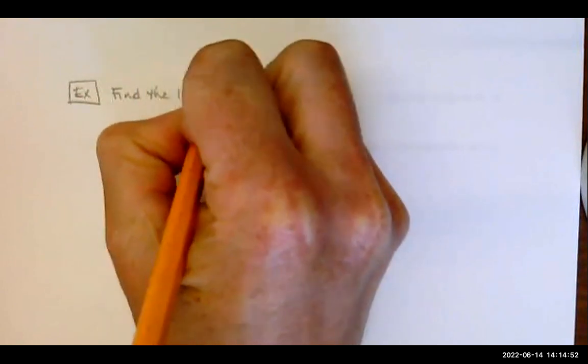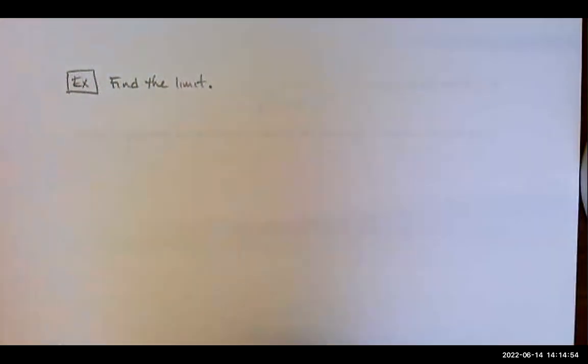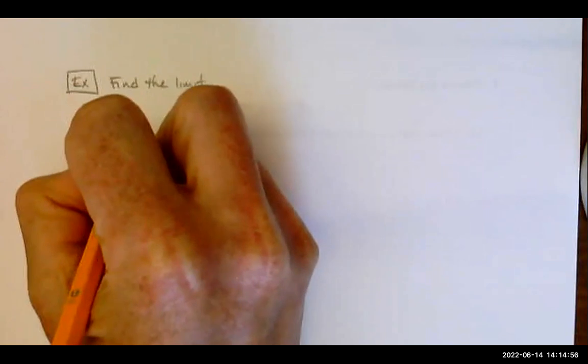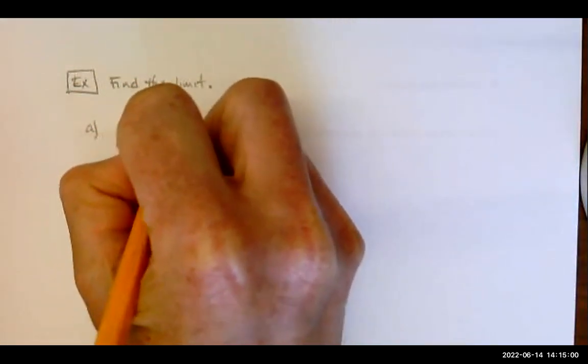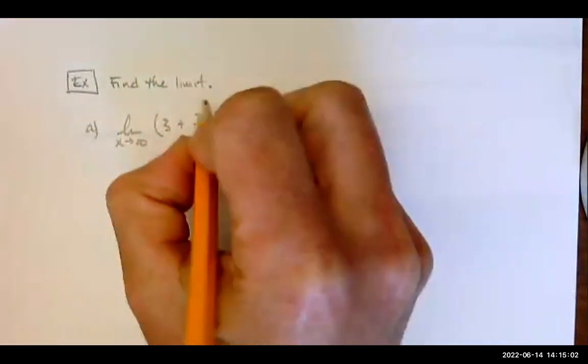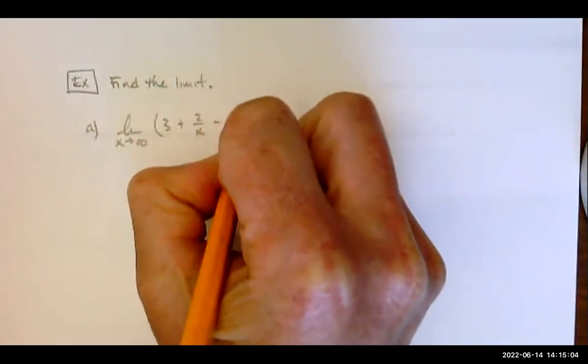Okay. Here we go. Example. Find the limit at infinity. Part A, the limit as x approaches infinity of 3 plus 2 over x minus 1 over 5x squared.